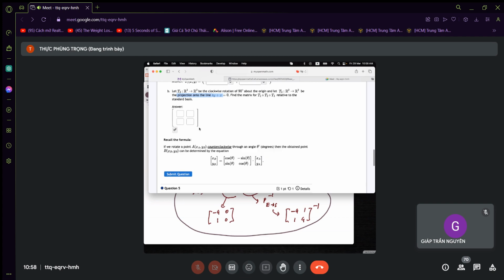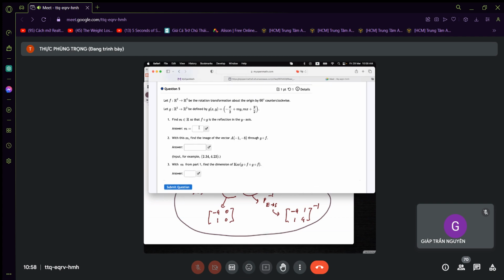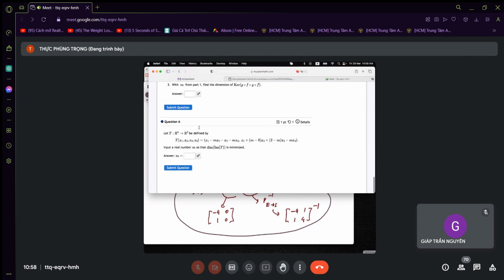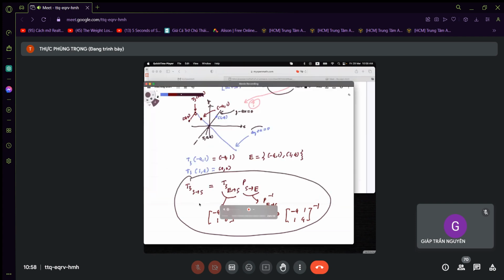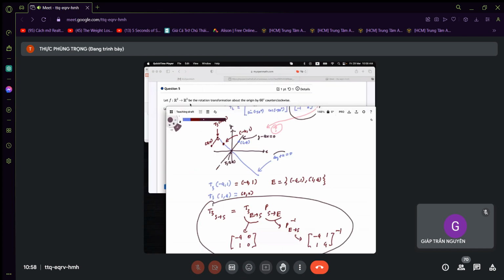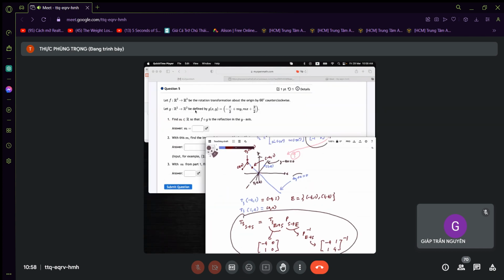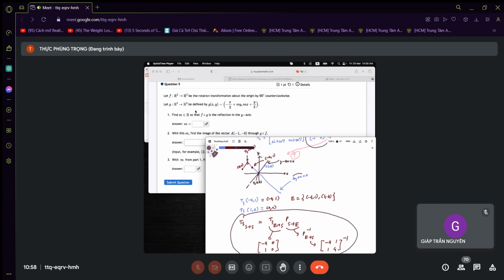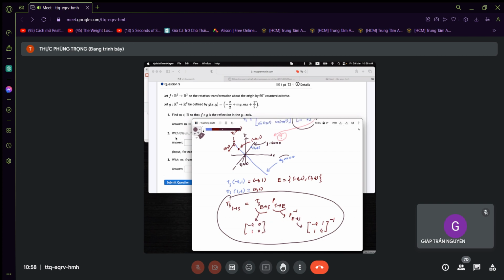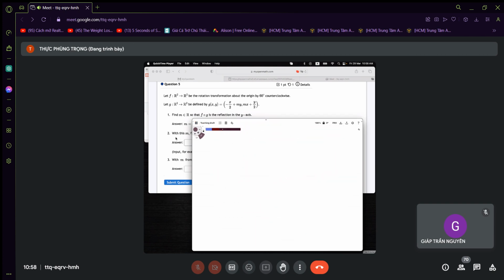So let me go to question 5. All right, so I think question 5 is similar to question 4. Now let's do this. Is that right with question 4? So the idea is that you only need to find the image of a basis. That's good enough to get the whole transformation. So let's do question number 5.